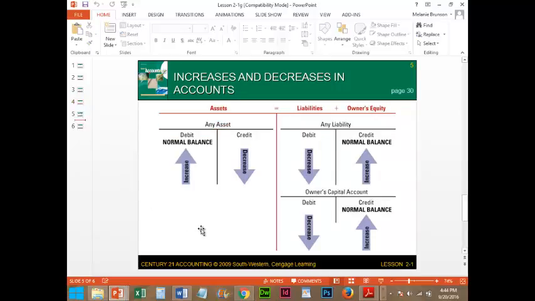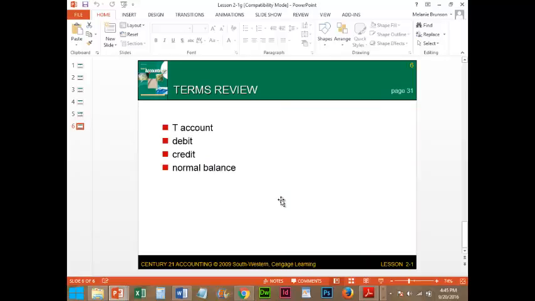This next slide I kind of hesitate to show because it's just so busy and crazy all over the place. But this shows our assets increasing with debits, so our normal balance is a debit, decreasing with credits. Liabilities, just the opposite. They increase with credits, decrease with debits, so our normal balance is a credit. And then our owner's capital increases with credits, decreases with debits. And here are our vocabulary words. You should already have those on your vocabulary sheet.